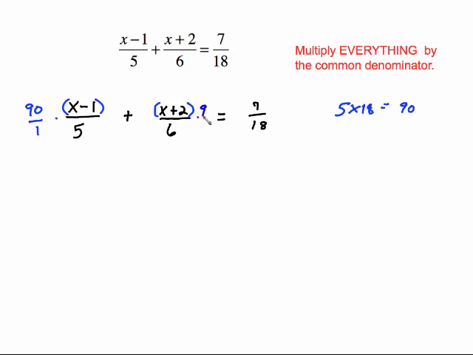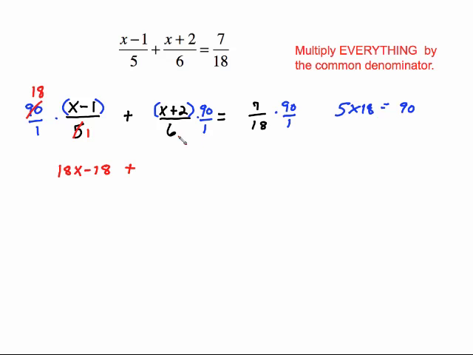Do you have to write the 90 over 1? No, but for a lot of people, they're more comfortable with that because that shows clearly a fraction times a fraction. So let's come over here and do our canceling. 5 goes into 5 once, 5 into 90 18 times. That 18 is in front of this parentheses. We need to distribute. So distribute 18 through the parentheses gives you 18x minus 18 plus.